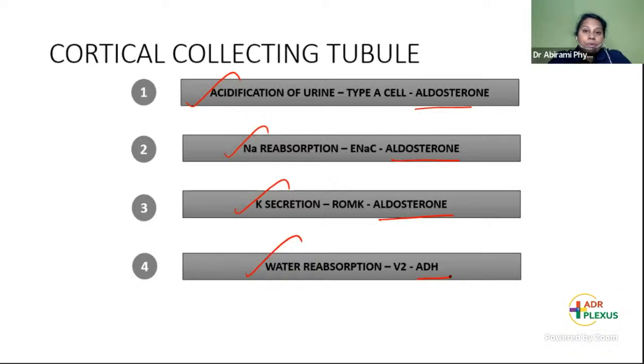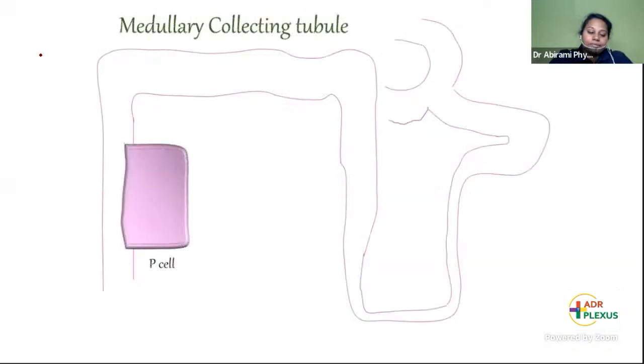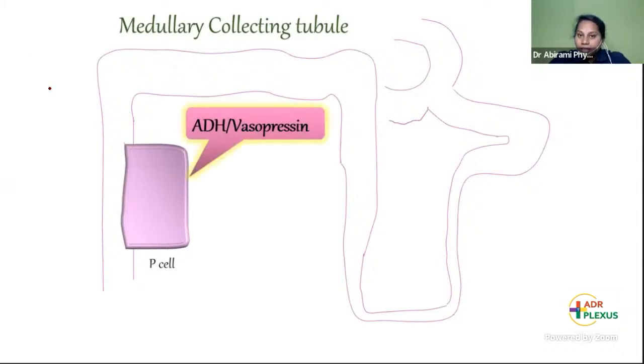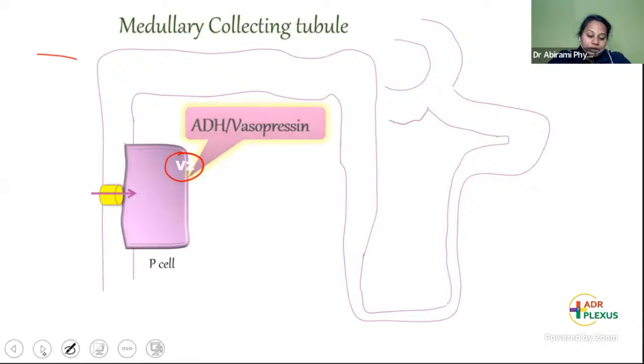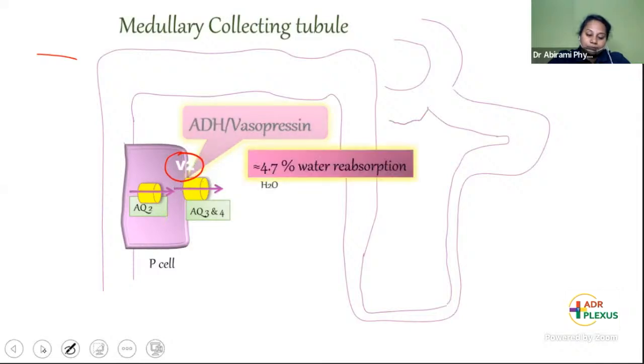Let's move on to the next part of the tubule. Medullary collecting tubule. The medullary collecting tubule also has the principal cells, P type of cells. And here also, with ADH or vasopressin, the same reaction takes place. Vasopressin attaches to V2 receptors. This causes insertion of water channels called aquaporin 2, through which water is reabsorbed. And on the other side, through aquaporin 3 and 4, water moves into the blood. How much water reabsorption takes place by this method? 4.7 to 5% of water reabsorption.